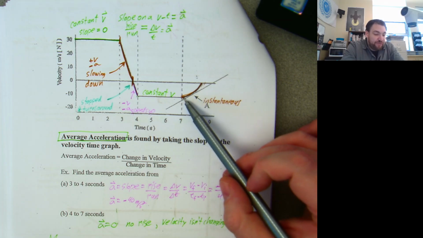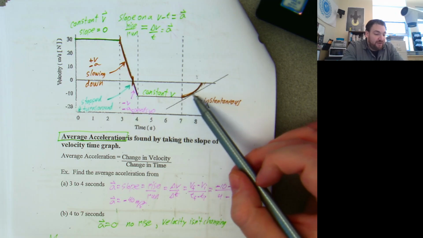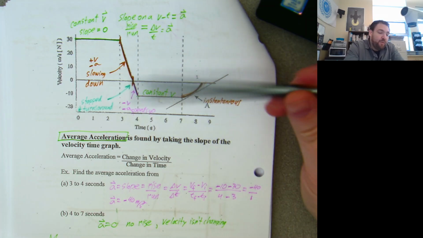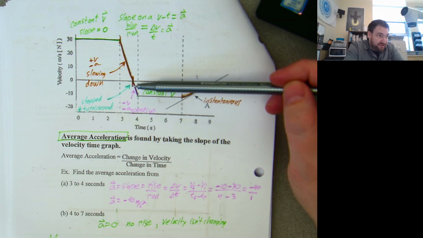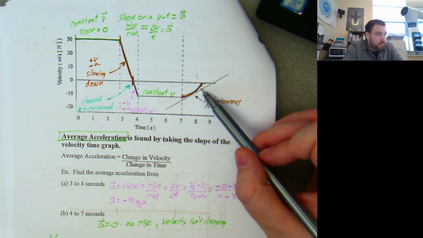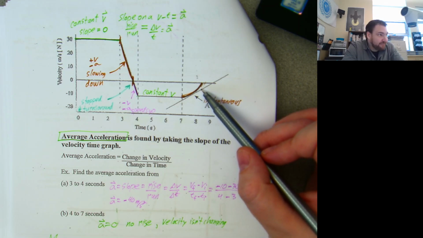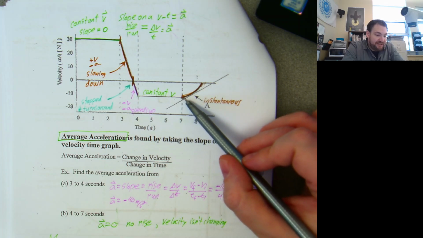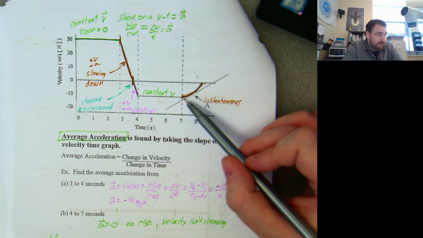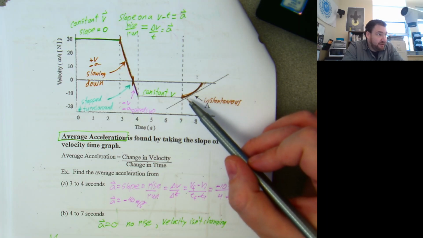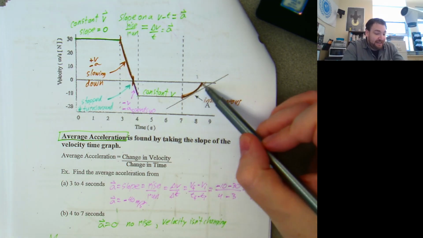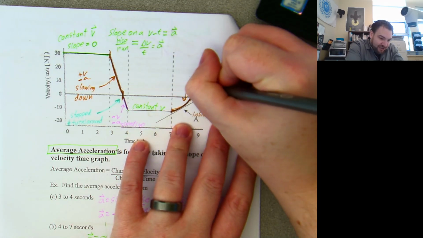What would a curved line like this on a velocity time graph represent? We had a straight line representing a constant acceleration. So a curved line is going to equal what kind of idea? If the slope is getting steeper on a velocity time graph, that means the acceleration is? Yes, it's increasing. So a curved line like this is going to represent increasing acceleration.